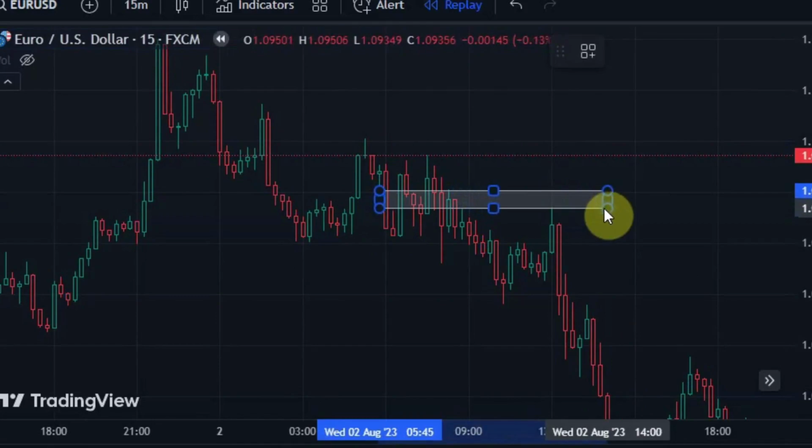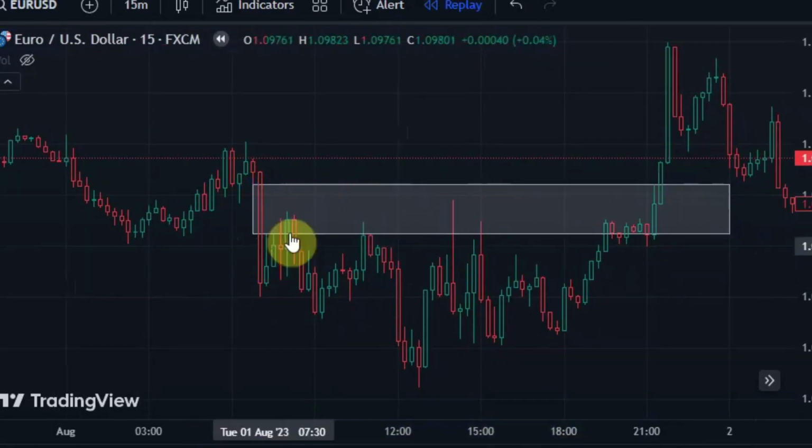To master this concept, it's crucial to interact with your own chart and practice diligently.